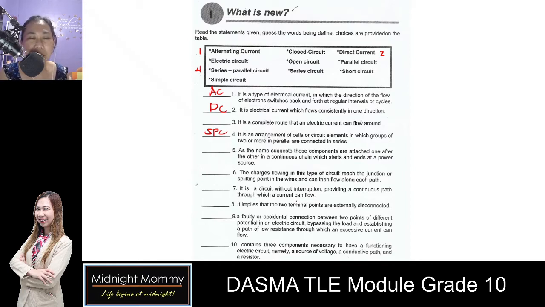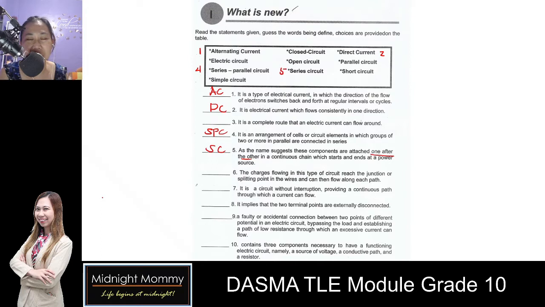Next, number 5, as the name suggests, these components are attached one after the other in a continuous chain which starts and ends at a power source. Okay, so ang keyword dito is attach one after another. So ito po ay series circuit. So SC lalagay ko. Okay, so ito po si series circuit ng ating number 5.